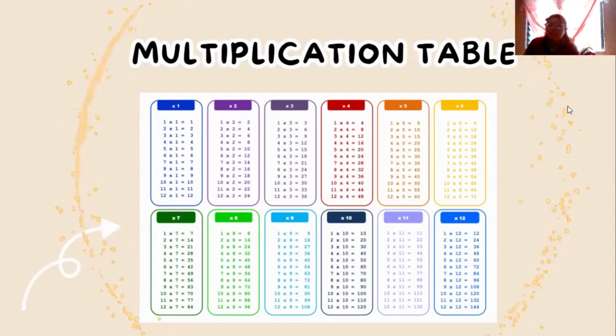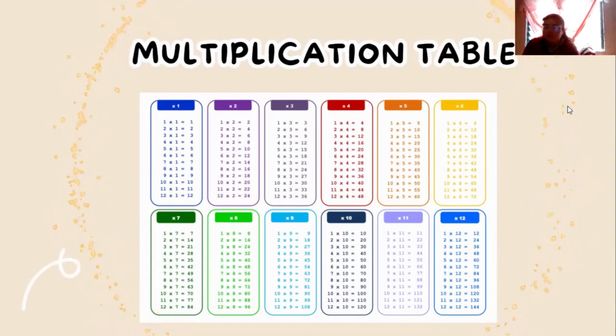6 times 7 is 42. And 6 times 8 is 48. 6 times 9 is 54. And then 6 times 10 is 60. 6 times 11 is 66. 12 times 6 is 72.